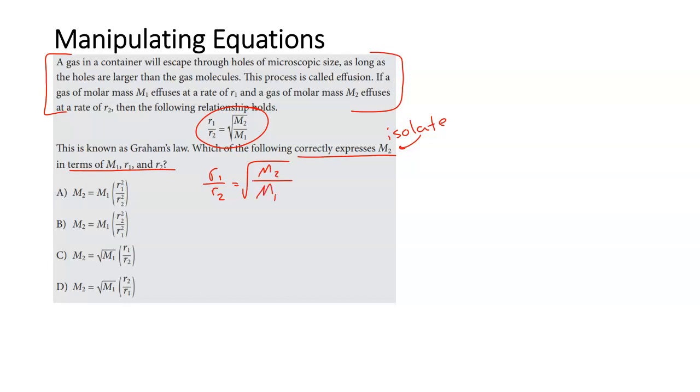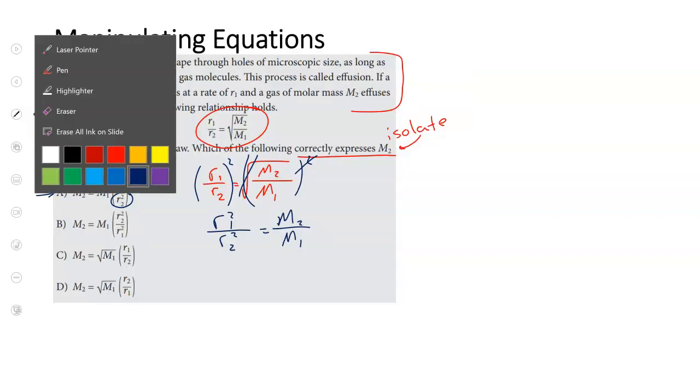Well, we need to get that M sub 2 out of the radical. So we're going to go ahead and square both sides to get rid of that radical, leaving us with r sub 1 squared over r sub 2 squared equals M sub 2 over M sub 1. So far, there's only one option that actually looks like this in any way. This is the only one that has r sub 1 squared over r sub 2 squared, but let's go ahead and double check to make sure that that works out for us.